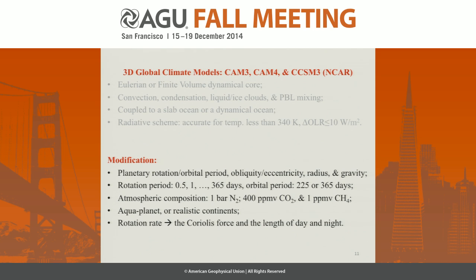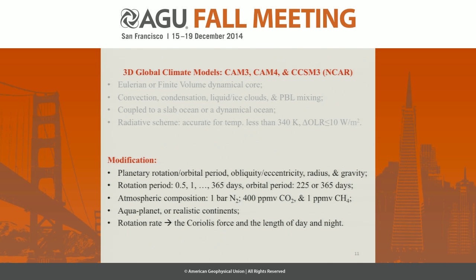We do a series of rotation periods from 0.5 days to 314.5 days. The atmosphere composition is 1 bar nitrogen plus water vapor. I should mention that when we change the rotation rate, we not only change the Coriolis force, we also change the length of the day and night.